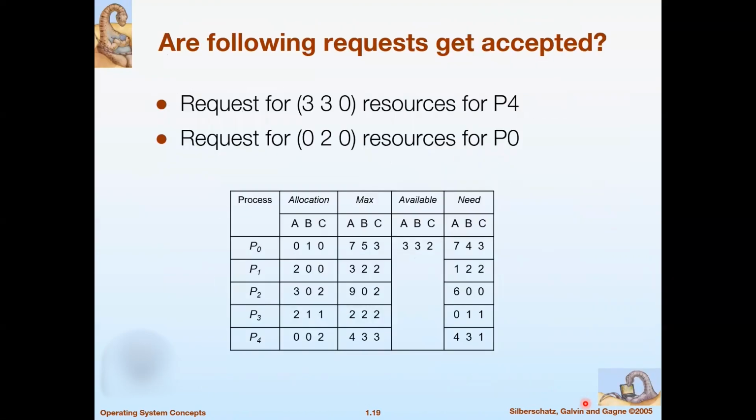Okay, it's your home task. If this is the current state of some processes, then can a new request 330 for P4 be granted, and similarly can a new request 020 for P0 on the current state be granted? Listen carefully, these two are separate requests.